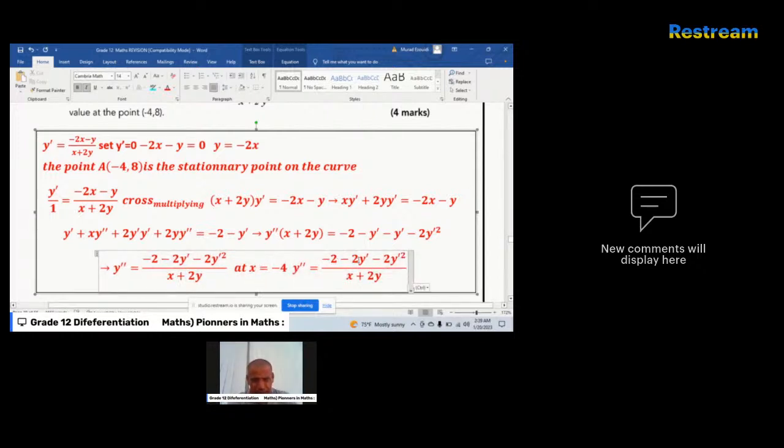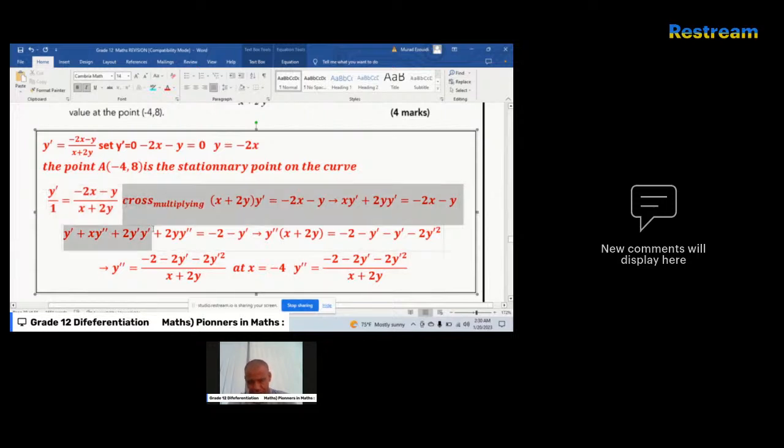How will it be? Minus... okay, negative 4. I would say, is it a minimum or a maximum? Okay, negative 4. So we put y dash. Or we can use another method. Okay, I will use another method, learners.